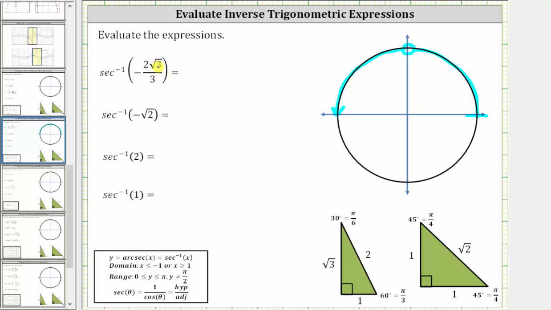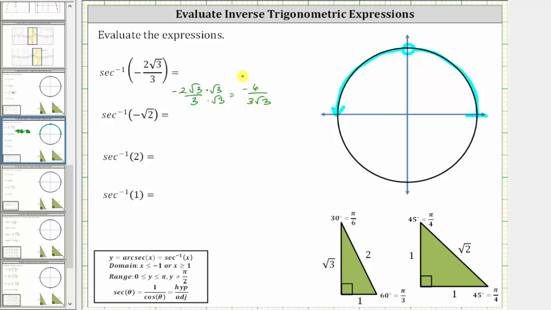But it will be helpful to rationalize the numerator to make it easier to recognize the angle we will use to evaluate the given expression. So let's begin by rationalizing the numerator of negative 2 square root 3 divided by 3. To do this, we multiply the numerator and denominator by the square root of 3. This gives us negative 6 divided by 3 square root 3.